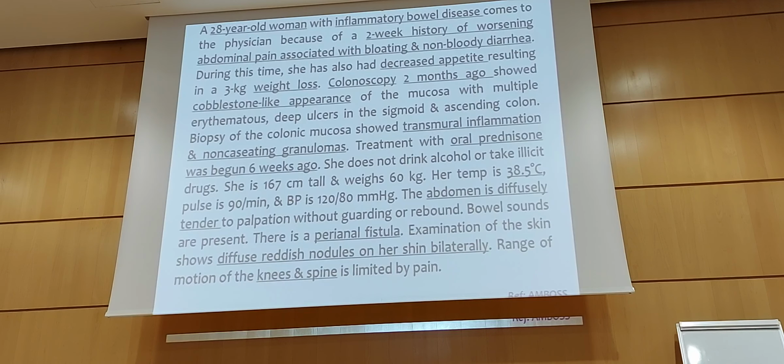So now you need to go to the next step. And she has fever, 38.5 degrees Celsius, and blood pressure is okay. Abdomen is diffusely tender, but no guarding or rebound. And there's a perianal fistula, so it's a fistulating disease. So again, that changes your approach. And there's a diffuse reddish nodule on the shins bilaterally. What is this?